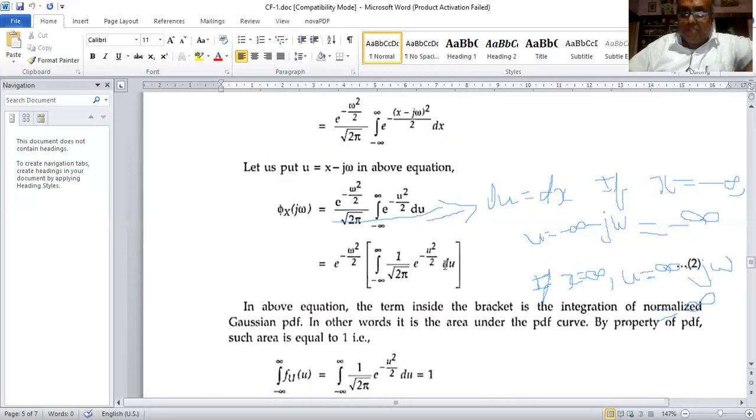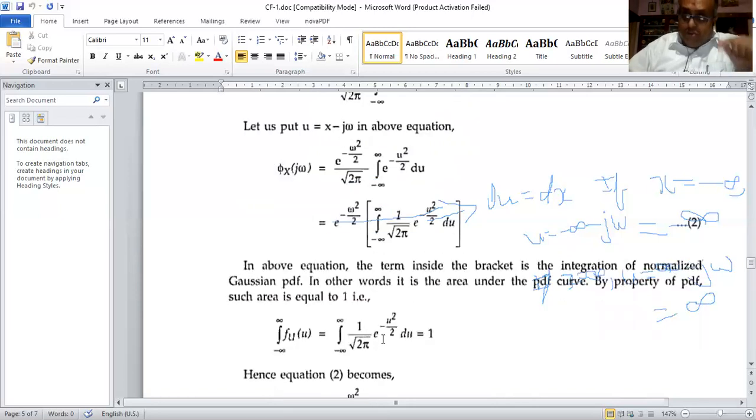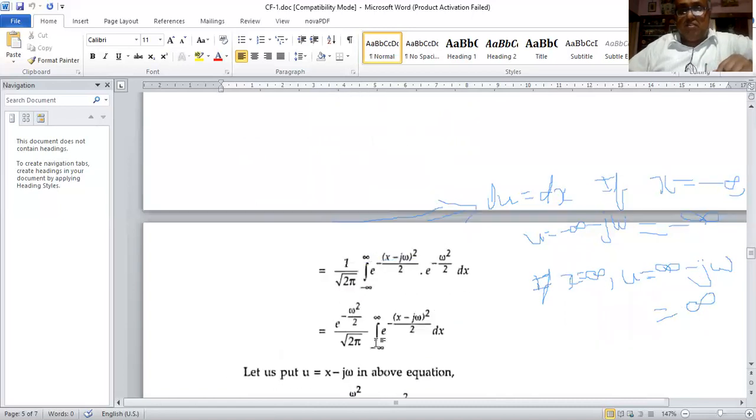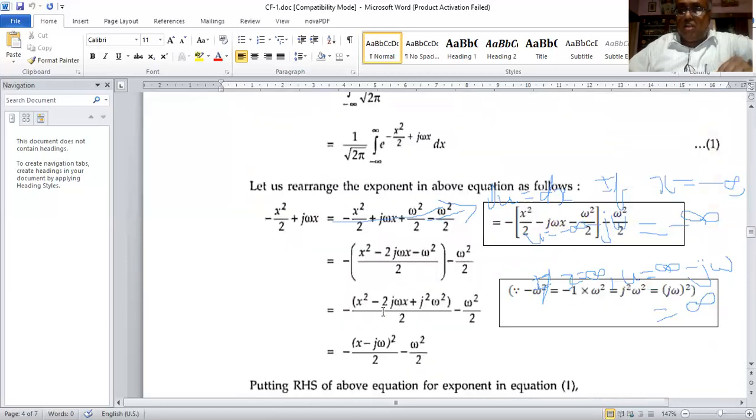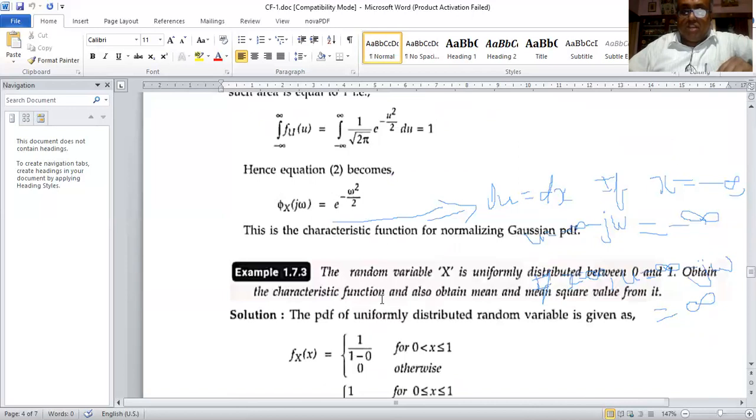that would be wrong. Including 1 by root 2 pi, that integral becomes 1, because according to the definition 1 by root 2 pi is also included. So that's why I should be very, very careful here.